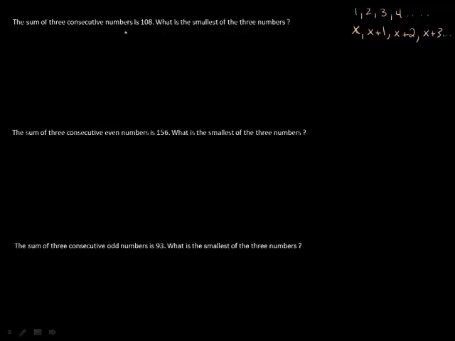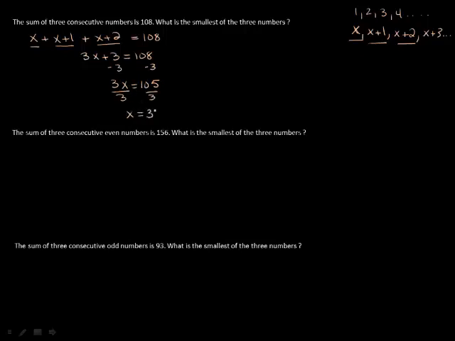So when I talk about 3 consecutive numbers, I'm talking about x, x plus 1, and x plus 2. This is the first number, this is the second, this is the third. The sum is 108. I add my x's together, I get 3x plus 3 is equal to 108. Subtract 3 from both sides, I get 3x is equal to 105. Divide by 3, and I get x is equal to 35. That's the smallest of the 3 numbers.